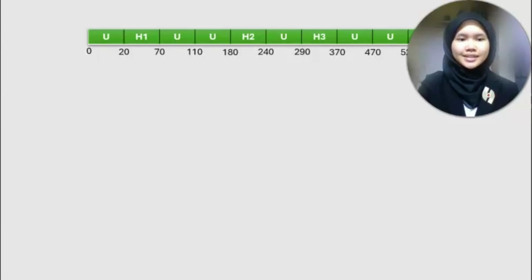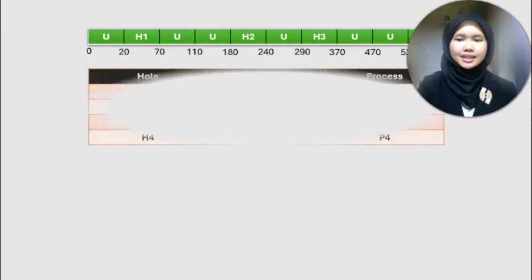This slide provides a visual representation of how the processes are placed within the memory holes. Each process is mapped to a specific block of memory, and we can clearly see the remaining unused space in each hole.